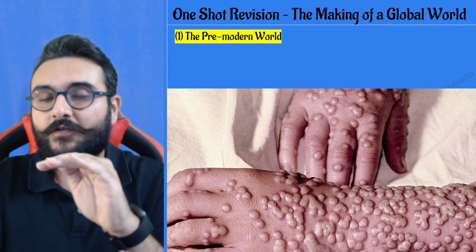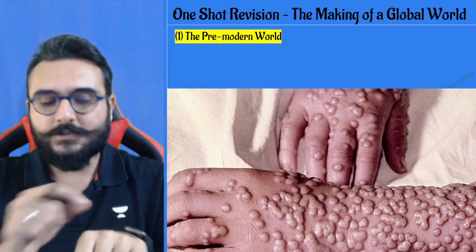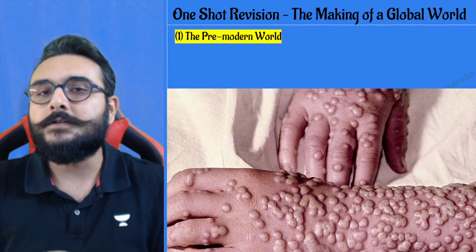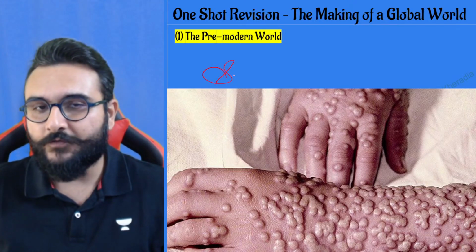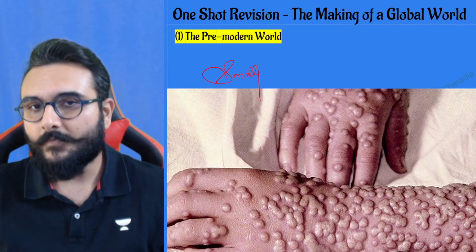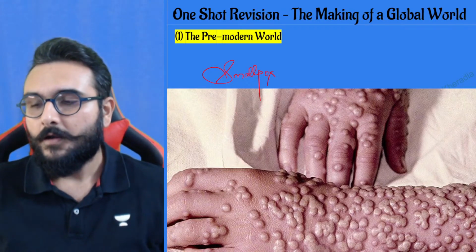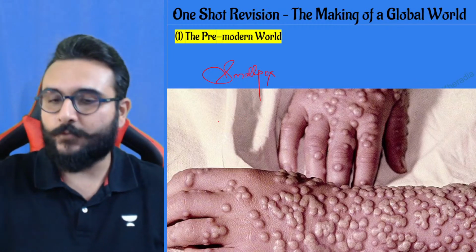This is the hand actually of a child. And you see these boils, they're very painful boils. That is what happens in smallpox. Is that clear, all of you? The way we have chicken pox and so on and so forth.